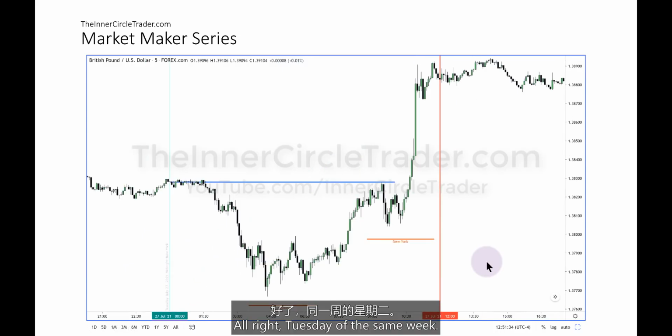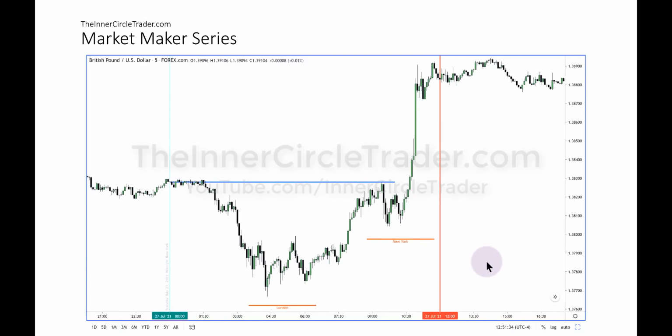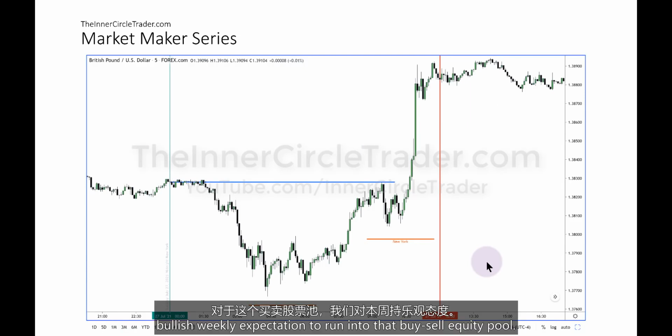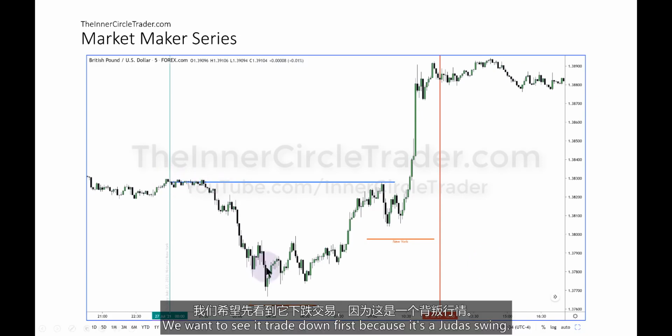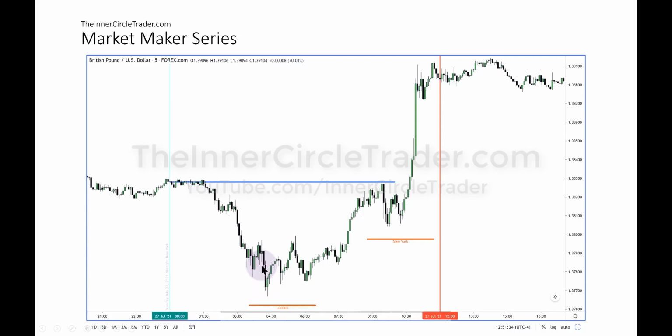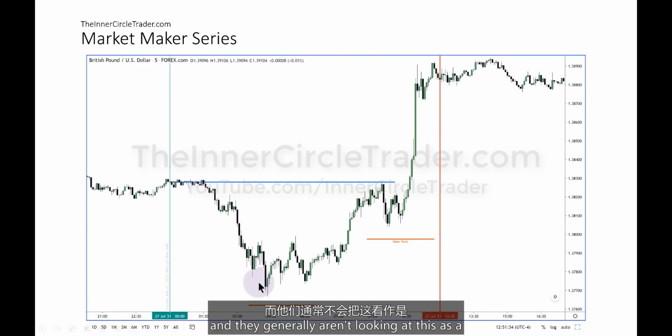All right, Tuesday of the same week. Remember, all of this is framed on the bullish weekly expectation to run into that buy-side liquidity pool. So the week's bullish. We already looked at Monday. Now here's Tuesday. Opening price here. We want to see it trade down first because that's a Judas swing. The Judas swing catches traders off guard, and they generally aren't looking at this as a buying opportunity. They're thinking it's going to keep going down.